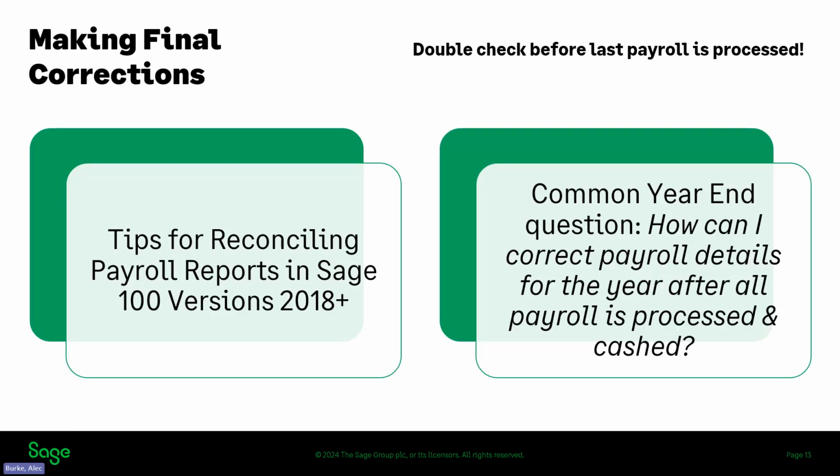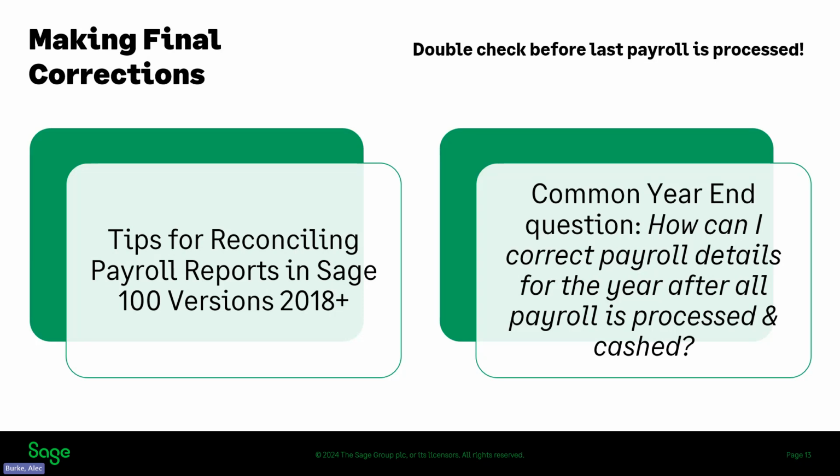End of the year is also a time for making final corrections. Part of the process of closing any module is checking the data and postings. For this purpose, my colleague Jerry wrote a great knowledge base article which walks the user through reconciling and checking those payroll amounts. And that is the Tips for Reconciling Payroll Reports in Sage 100 versions 2018 and newer. 2018 was the version we released the overhauled payroll, and that's why a lot of the articles might reference 2018 or newer, or sometimes we refer to it as Payroll 2.0.